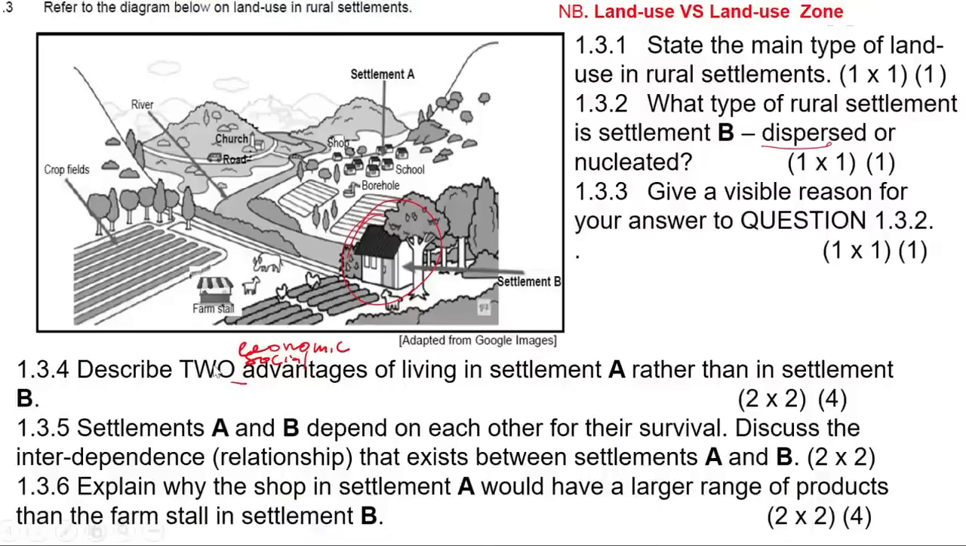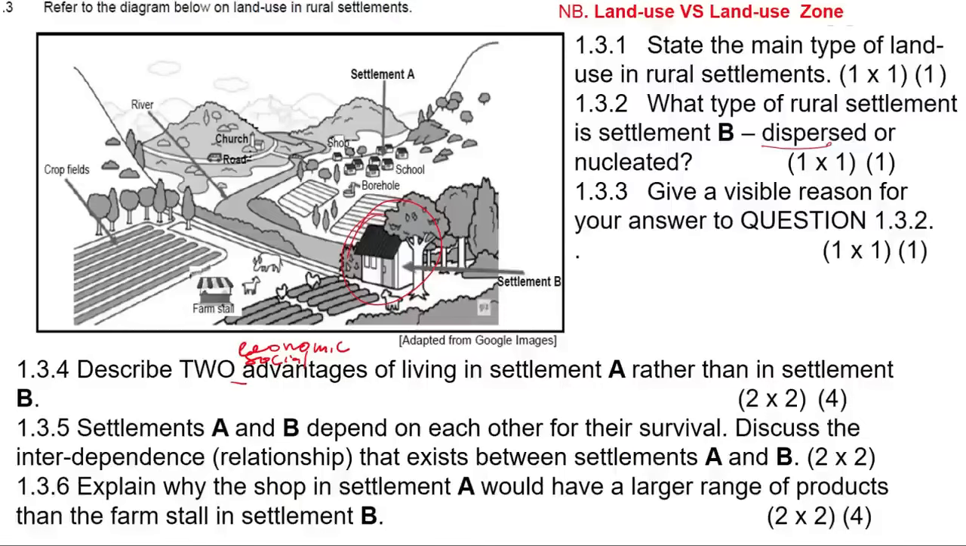So you can look at the social advantages, you can look at economic advantages. You will always be correct giving any of those. But you must describe two advantages of living in settlement A rather than in settlement B. So you must compare. In settlement A, because you are closer to each other, help is going to be near. That will be the social. And then in B, because you are on your own, it is not so safe. There's no help around. You can also say in A, the advantage is that you don't travel a longer distance to the services because it's nucleated.